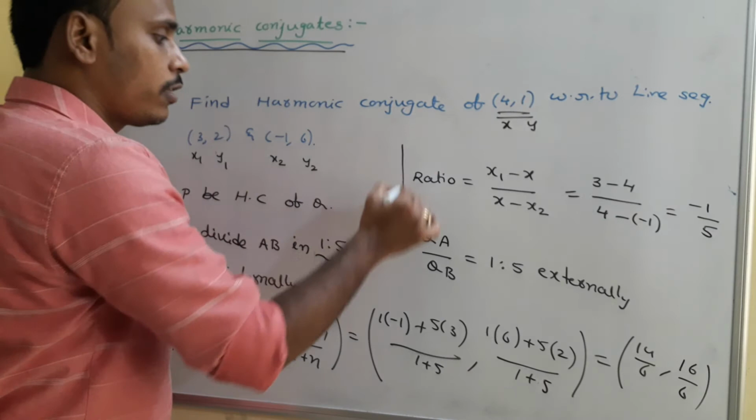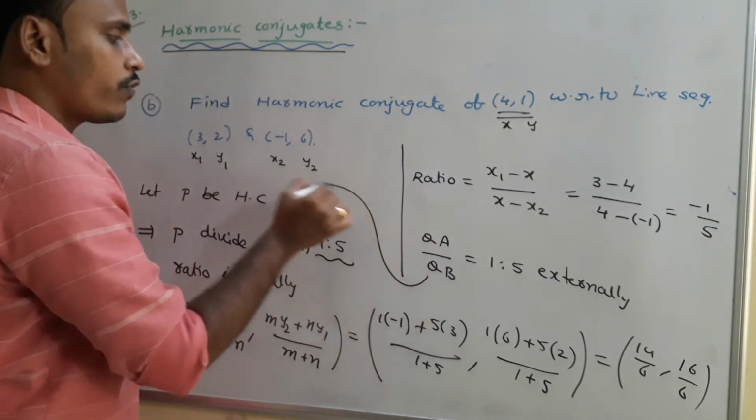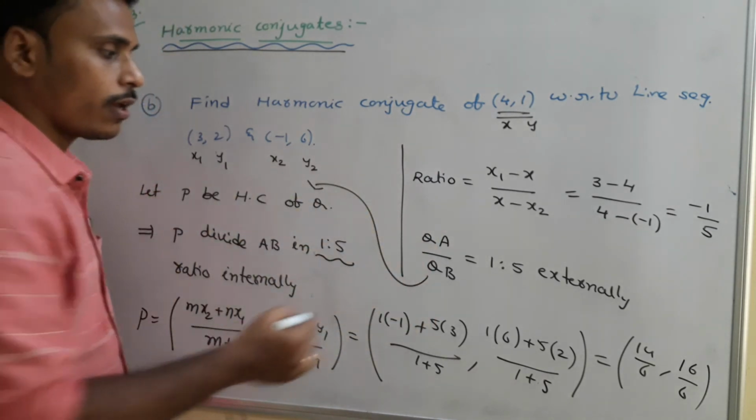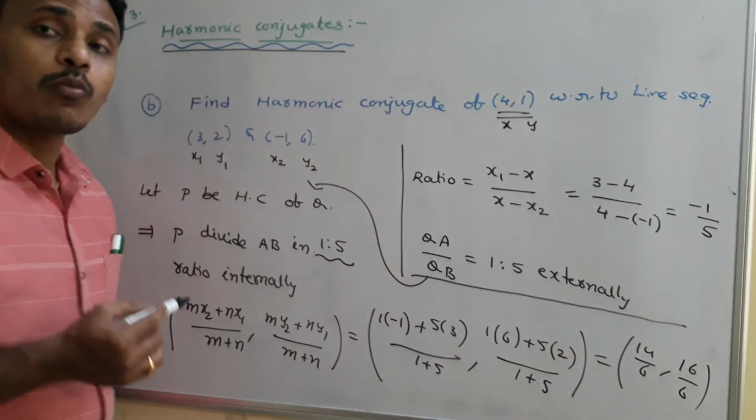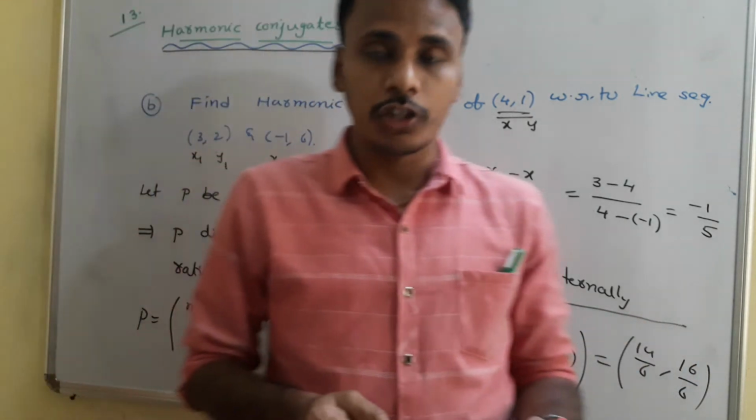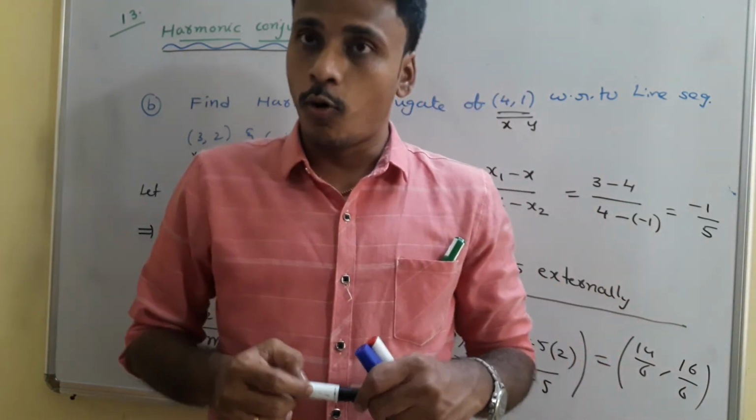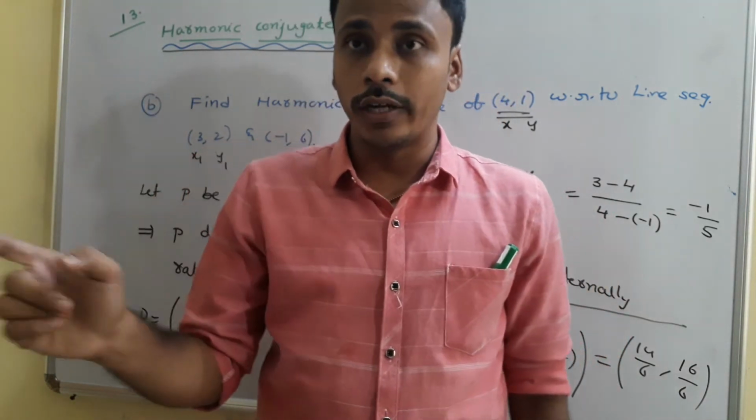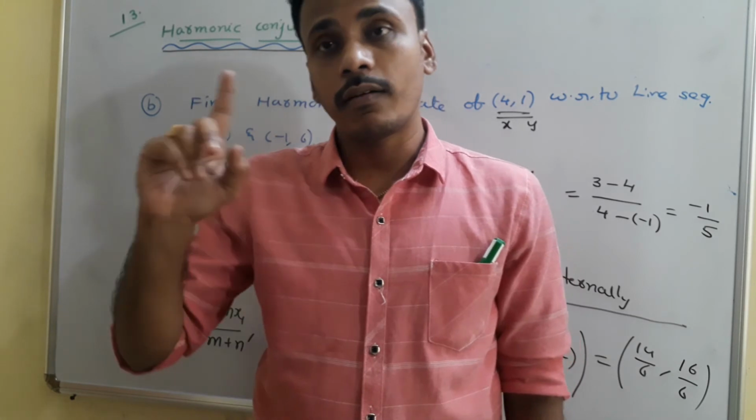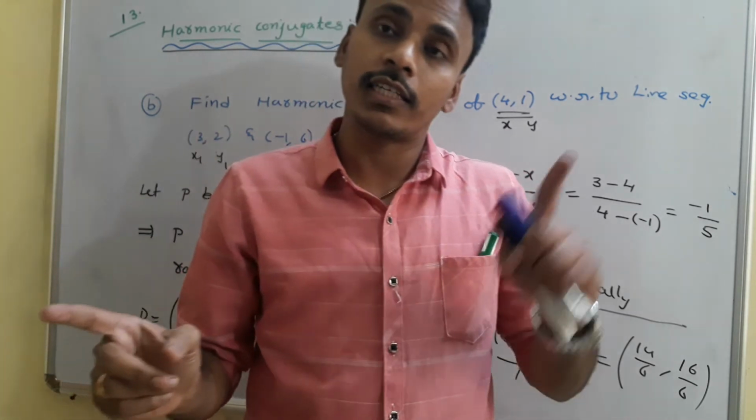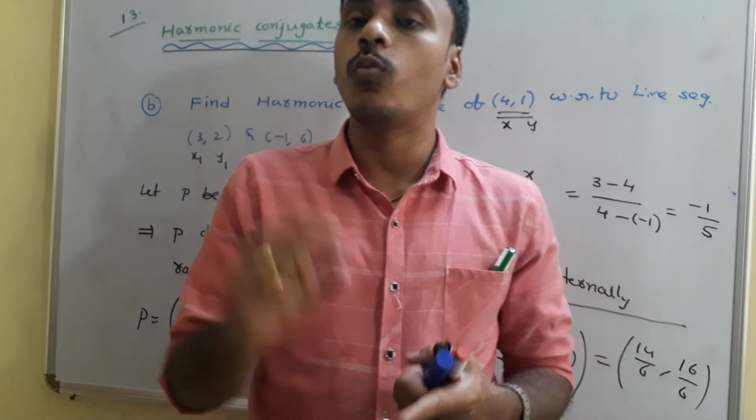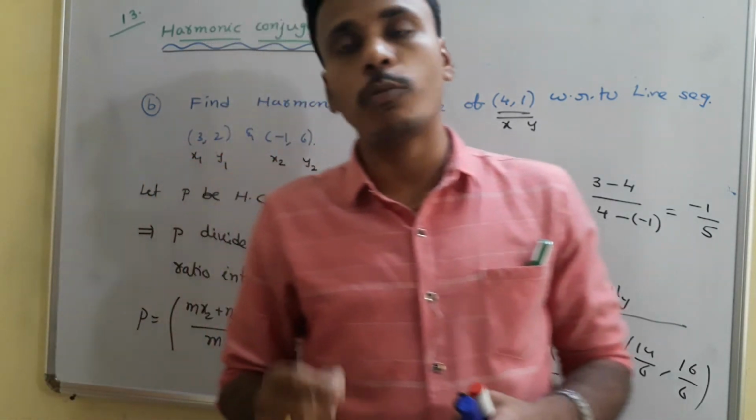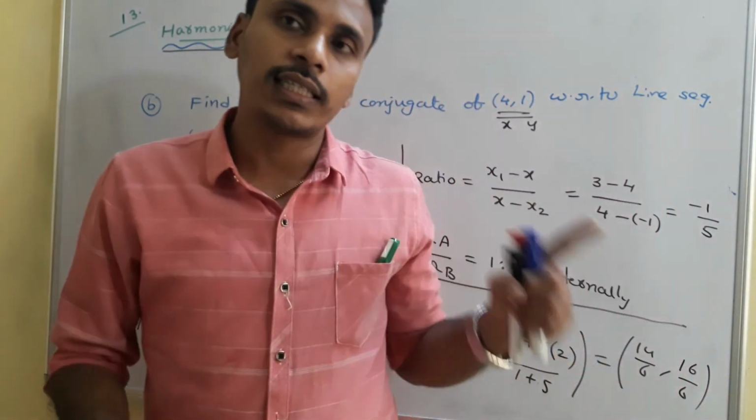First of all, this part we need to do, and after this we need to continue from here. Just look there. Harmonic conjugates means for one point, its harmonic conjugate is another point. That given point as well as the other harmonic conjugate, these two points will divide one line segment in the same ratio, but one internally and the other externally.